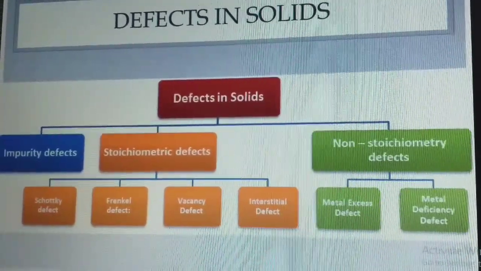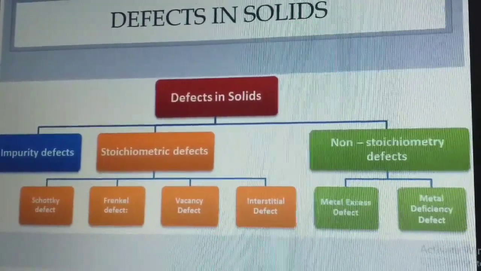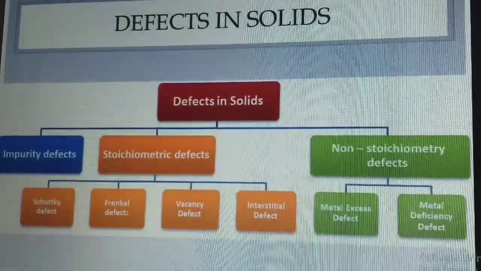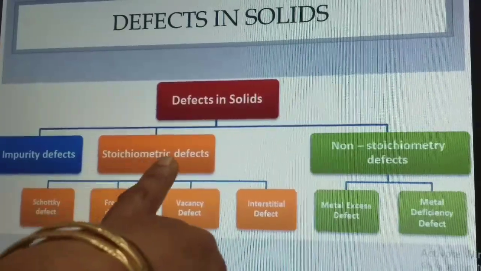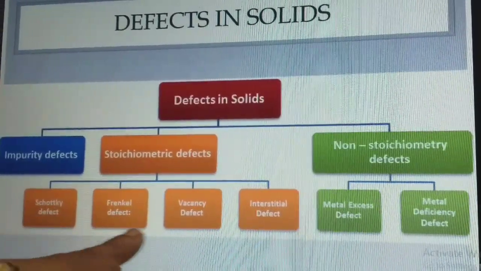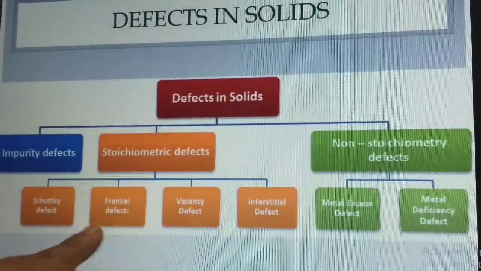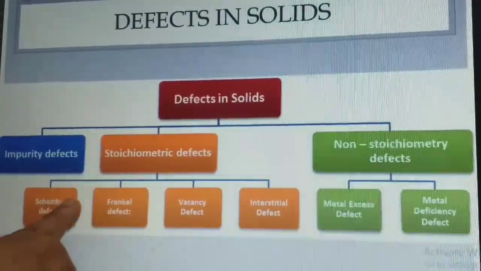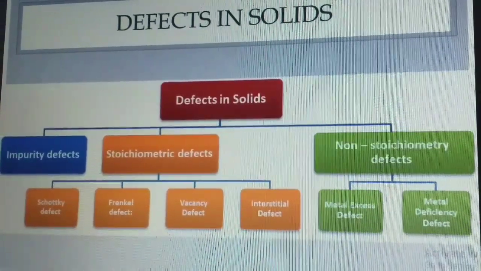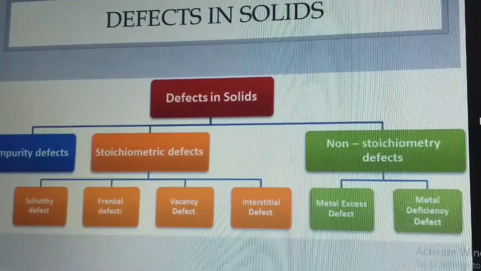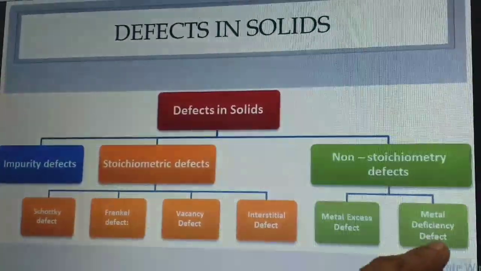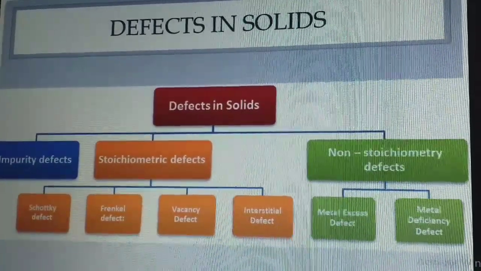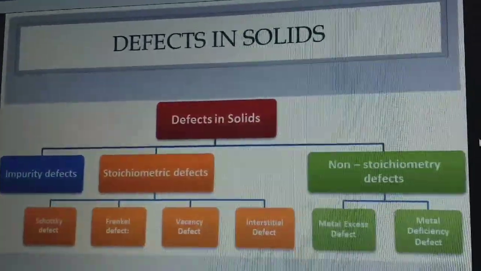And these stoichiometric defects are also called intrinsic defects or thermodynamic defects. Again, the stoichiometric defect is classified into vacancy defect, interstitial defect, Schottky defect and Frenkel defect. And non-stoichiometric defects are classified into two types, metal excess defect and metal deficient defect. We will see one by one.